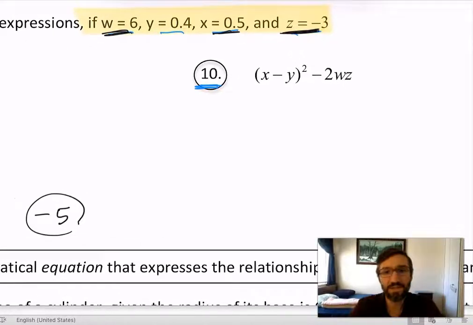If you'd like to pause the video now, you can get started on number 10. I will warn you that number 10 ends up being a decimal answer. See if you could do it without a calculator. That would be great. And you will type your answer in Schoology as a decimal.